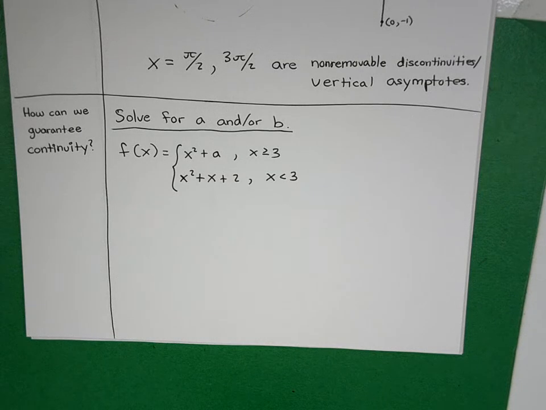Okay, our fourth and final question is how can we guarantee continuity? So this could theoretically be a multiple choice question maybe, in terms of the AP test. And you'll see this a lot of times combined, in terms of the AP test, with the idea of differentiability, which we'll be discussing in Unit 2.